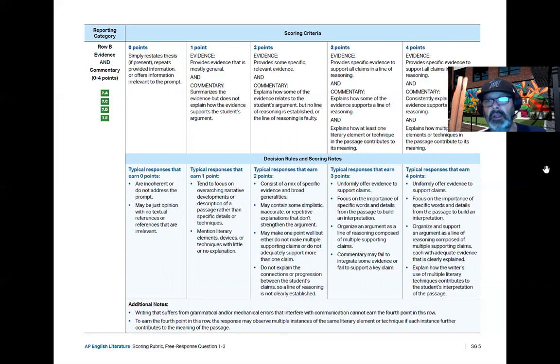4, it's consistently good all the way. There's a line of reasoning that follows, it's well developed, and there are multiple elements or techniques in the passage that contribute to the meaning, to the thesis you're trying to prove. That gets a 4. So again, this is very similar to the AP Lang rubric you had last year.